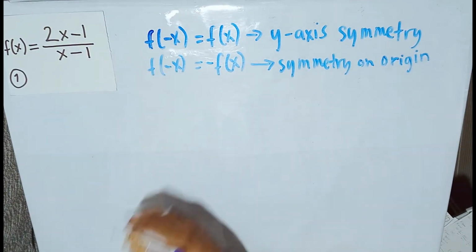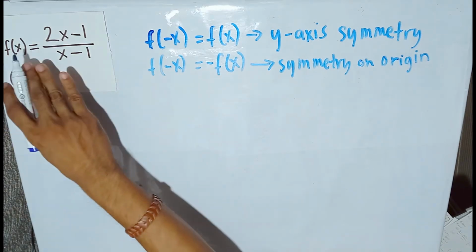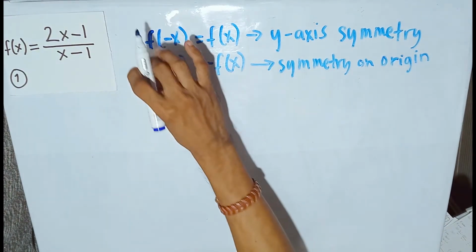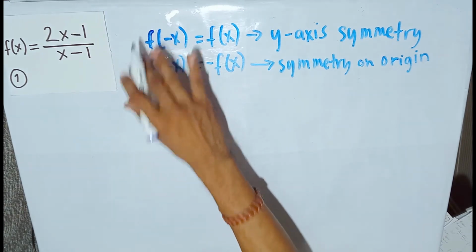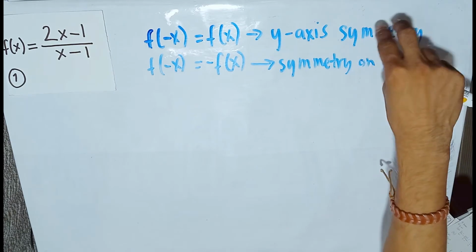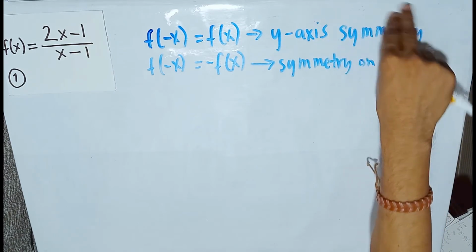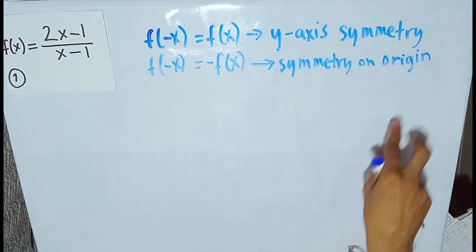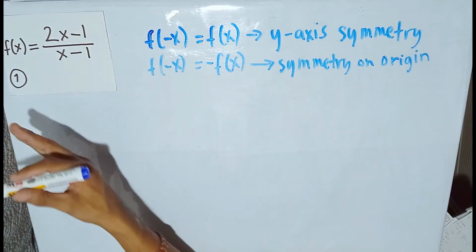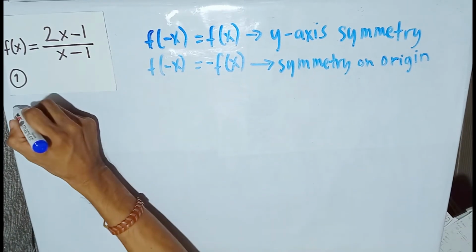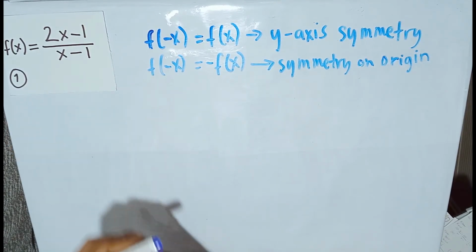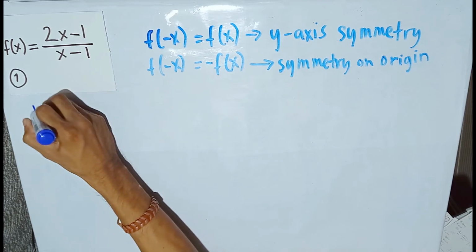Ngayon, kapag hindi naman na-satisfy ng given na to ang dalawang test for symmetry na to, ibig sabihin hindi siya magiging y-axis symmetry nor symmetry on the origin. So wala siya sa dalawang yan. So let's start finding this f of x kung meron ba siya sa dalawang yan. The first step is the axis of symmetry, so number 1.